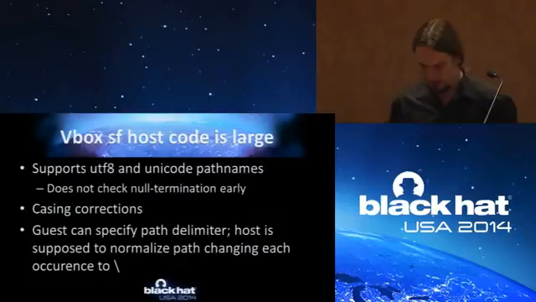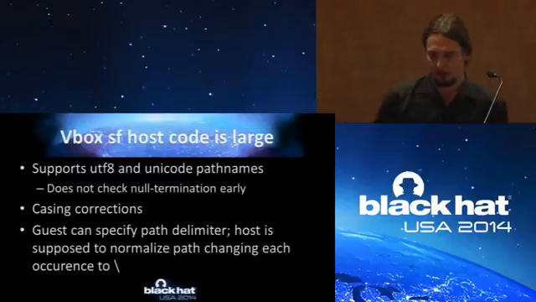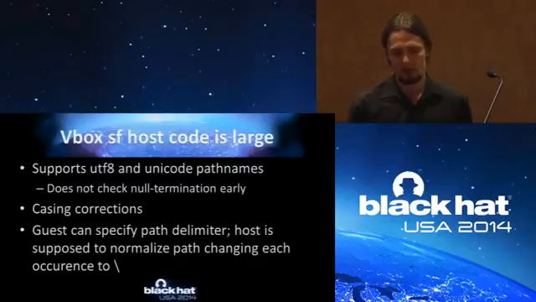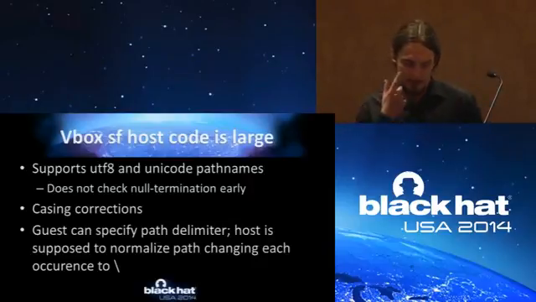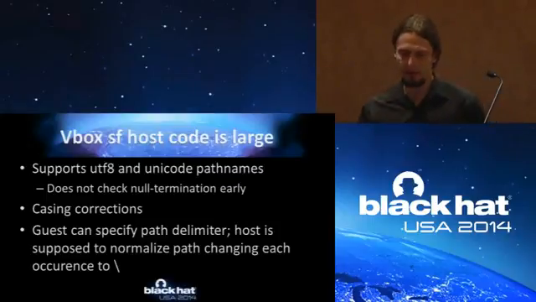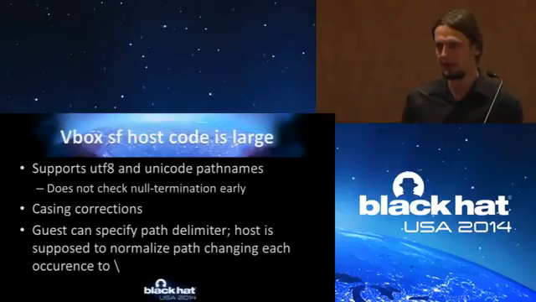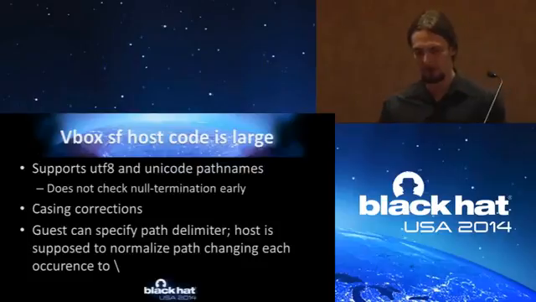So again, the problem with the VirtualBox shared folders code on the host is that it's large. For instance, it supports both UTF-8 and Unicode path names. And the host code is supposed to convert between the two. So that's a non-trivial piece of code. And also probably because of that, it does not check whether the incoming path names from the VM are properly null terminated, right? Because deep in the stack, if you don't know if the path name is UTF-8 or Unicode, you don't have an easy way to check for null termination.